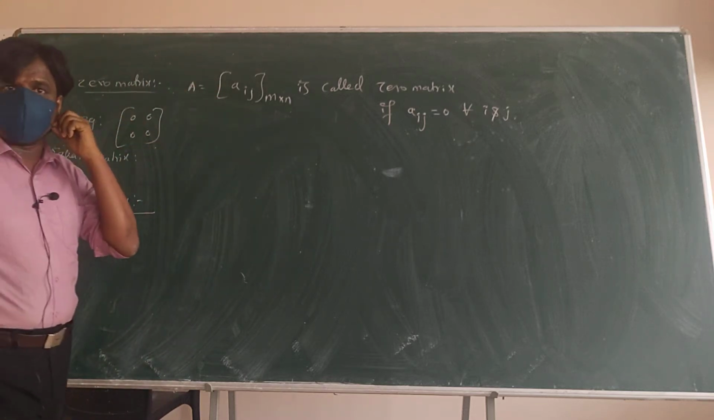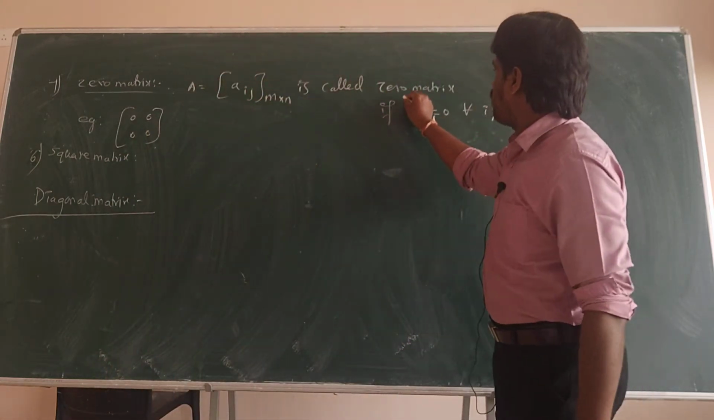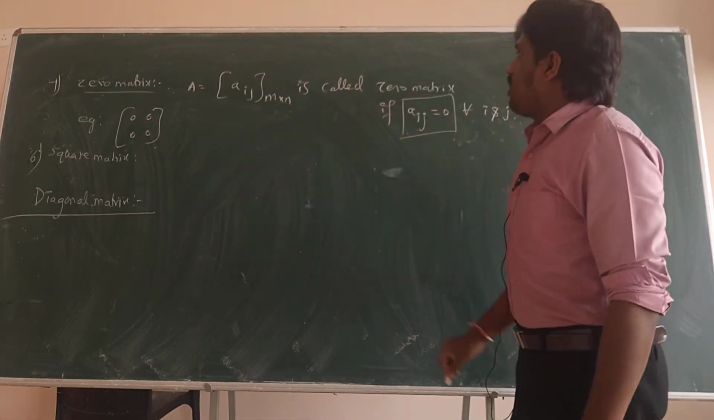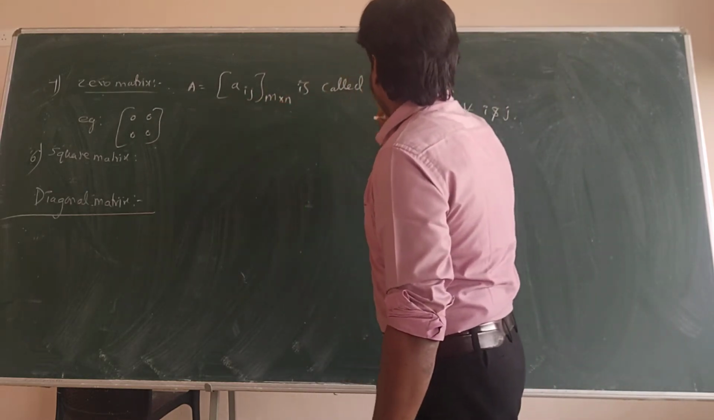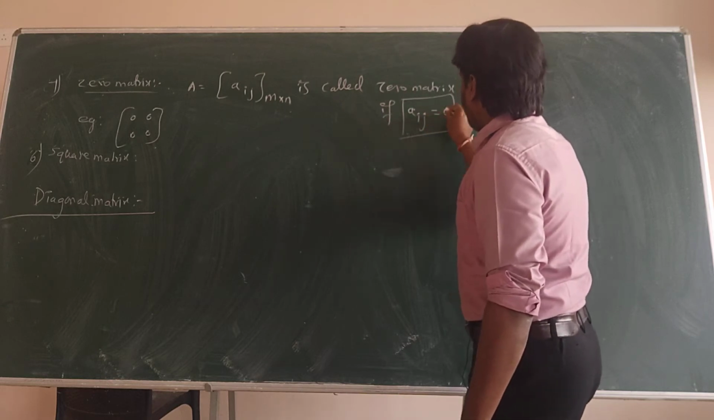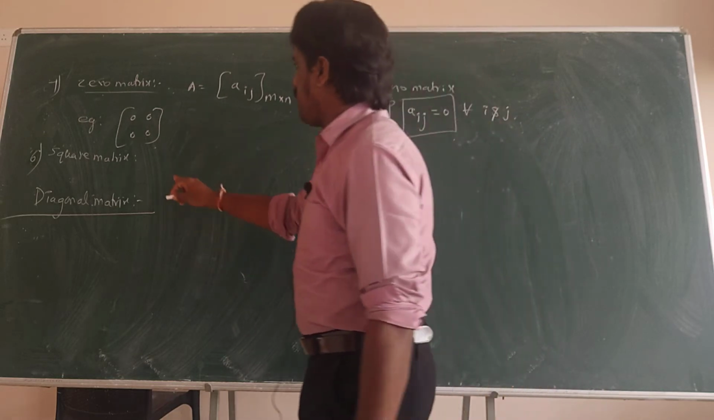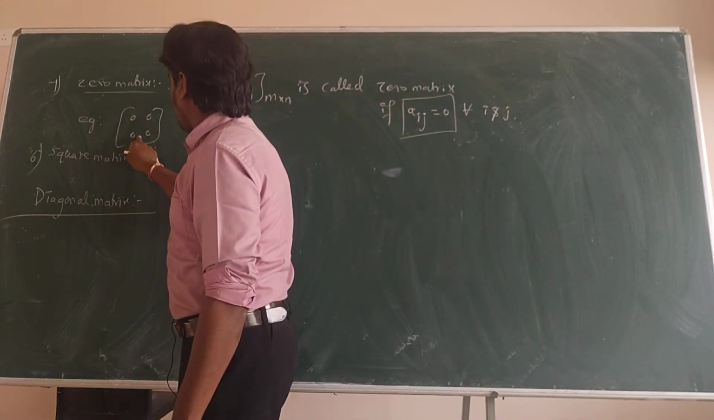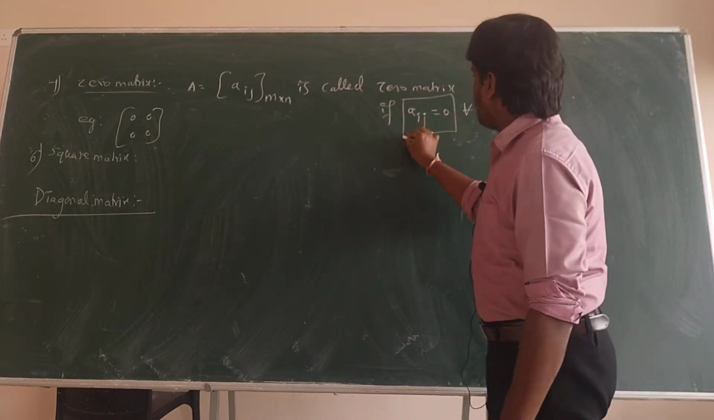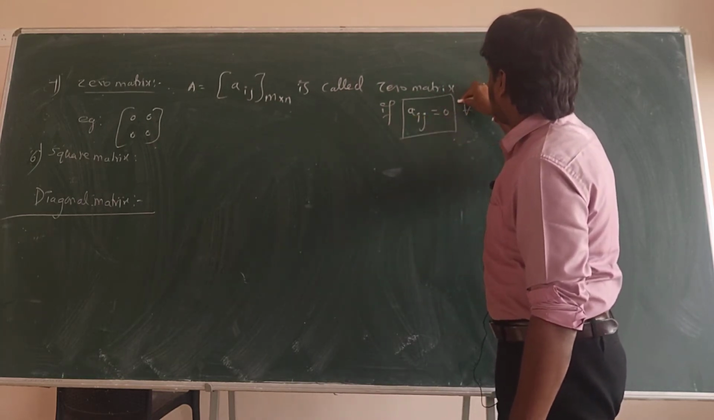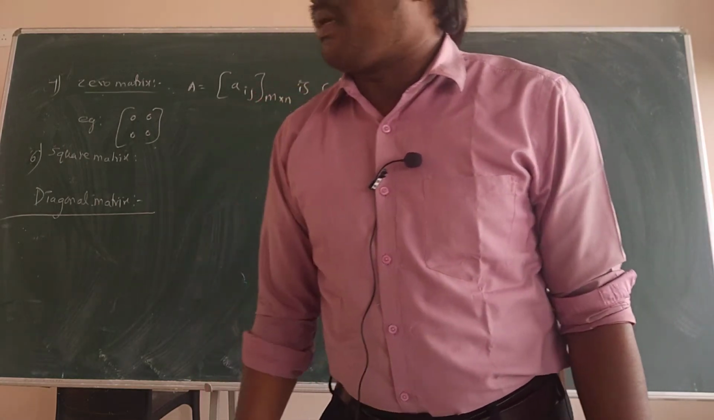In the previous lecture I explained the zero matrix, right? The zero matrix can also be written like this. A matrix A = [aij] of order m cross n is called a zero matrix if aij is equal to 0 for all i, j, meaning every element is 0. If you find that aij equals 0 everywhere, that is nothing but the null matrix, or zero matrix.